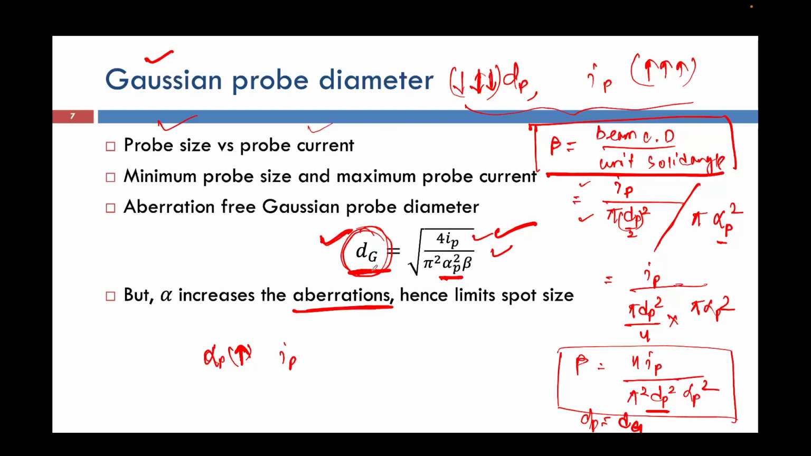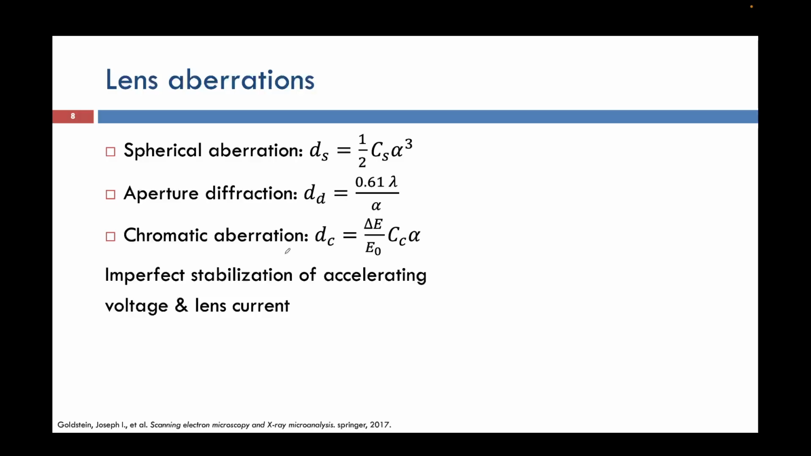So this is the region where we are not limiting dg. That means if you are increasing alpha p to an infinite value, this dg might come to a very finite value, even in the order of angstrom. That is what this formula is telling us theoretically, but that is not possible because aberrations are increasing. And what are those aberrations? Spherical aberration, aperture diffraction, chromatic aberration. These are the three aberrations that we'll talk about mostly.